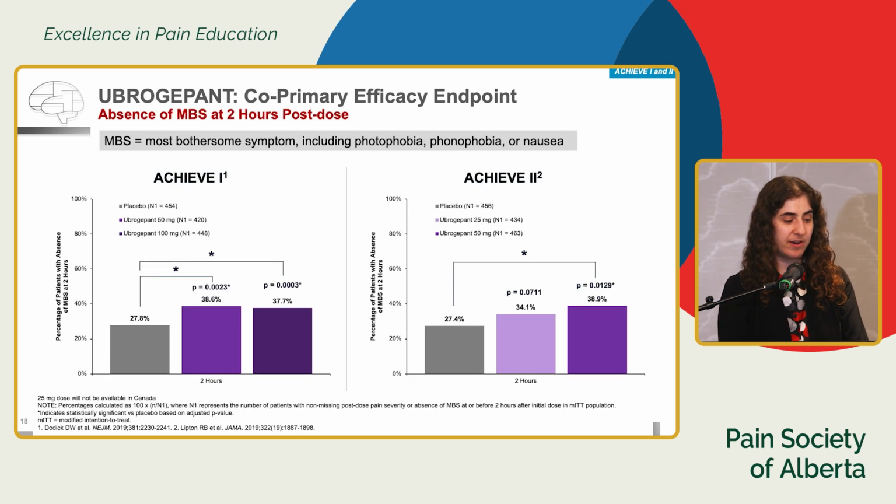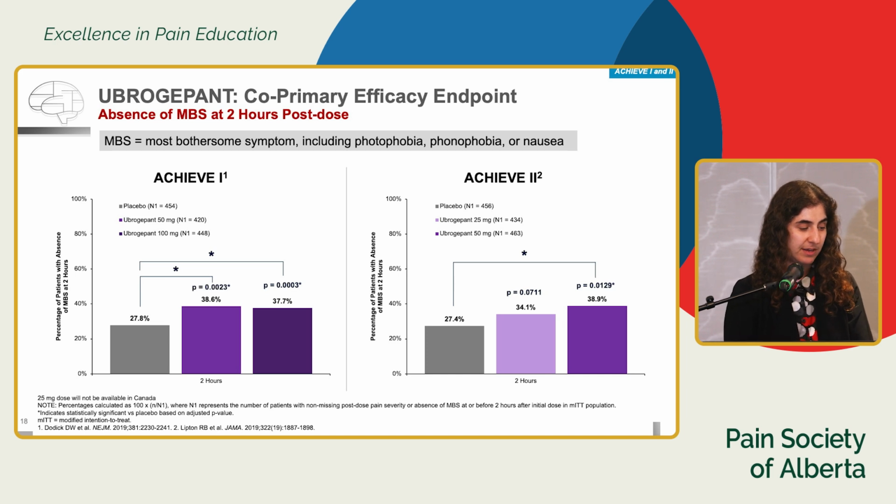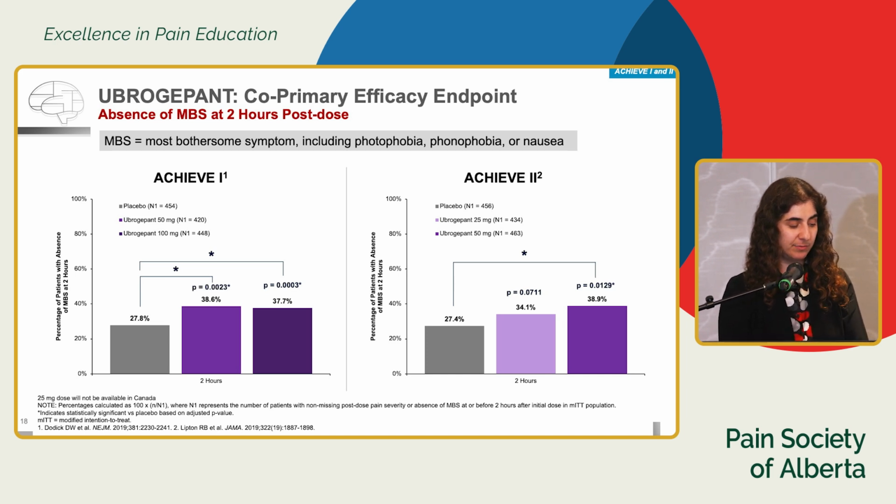The second co-primary endpoint here was the absence of most bothersome symptoms. This has become a requirement now for clinical trials, looking at most bothersome symptoms at 2 hours post-dose, so patients can indicate what that is for them, whether that's nausea, photophobia, etc. This was not done with the triptan studies, so we don't have that data to compare to, but we can see that with ubrogepant, again similar across the 2 doses, with Achieve-1 and Achieve-2, approximately 37 to 38% of patients indicated that at 2 hours they had an absence of most bothersome symptoms.